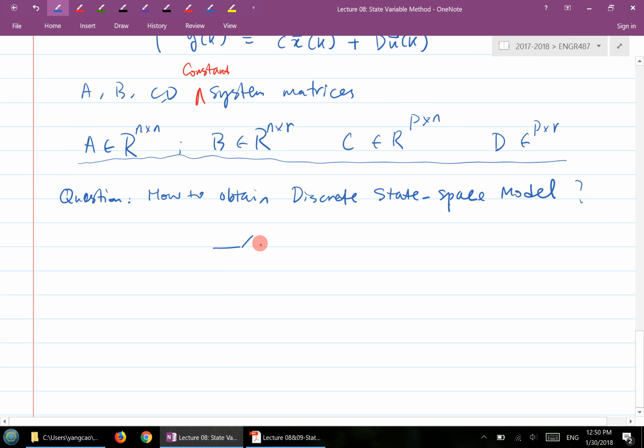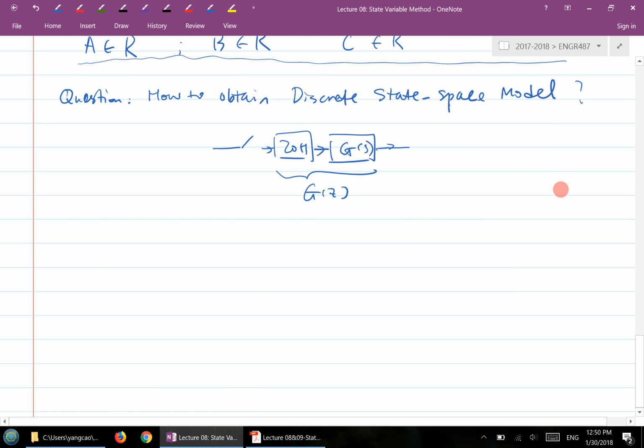So this is your G of Z right here. This discrete state space model is for G of Z, or for these two blocks. I'm going to draw a diagram here, and we're going to follow it. Let's start from the continuous system model.